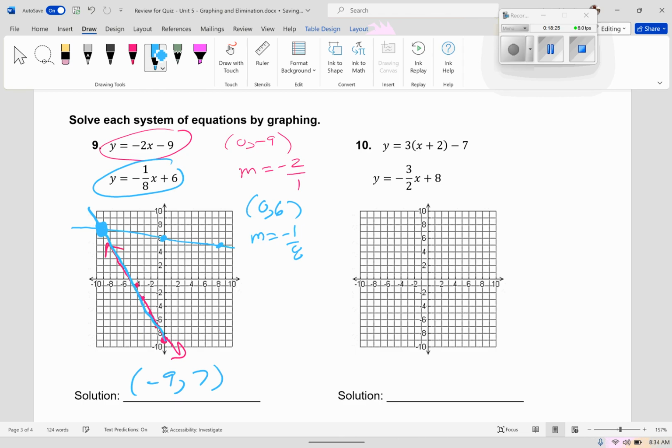Number 10, you have parentheses, so it gives us a point. So negative 2, negative 7. And we have a slope of 3 over 1. So I'm going to go up 3, 1, 2, 3, right 1. 1, 2, 3, right 1. 1, 2, 3, right 1.